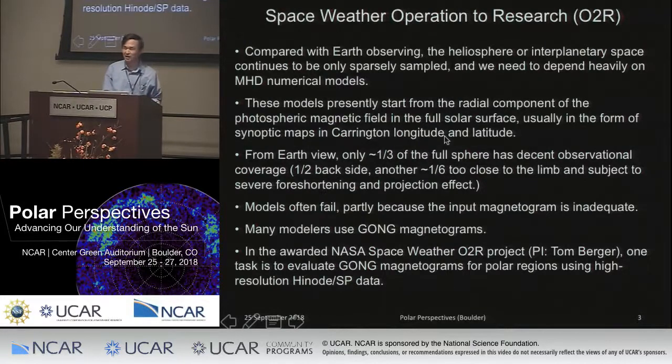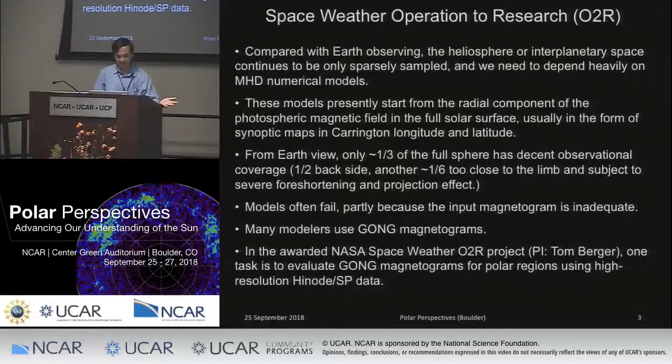Compared with Earth observing, we will never have such dense observing coverage. So in most of the heliosphere, we have to rely on models. And these heliospheric models, 3D simulation models, rely on the photospheric magnetic field, typically in the form of synoptic maps. But from the Earth, instantaneously, only 1/3 of the surface is observed, because half is backside and 1/6 is too close to the limb, so maybe there is no decent magnetic field measurement. And the models often fail, as you know.